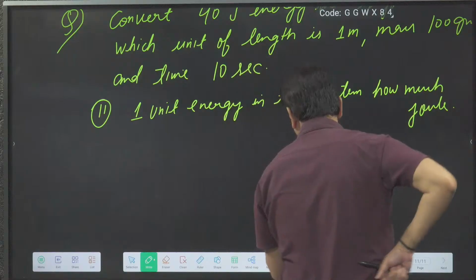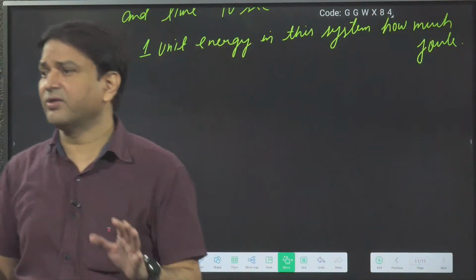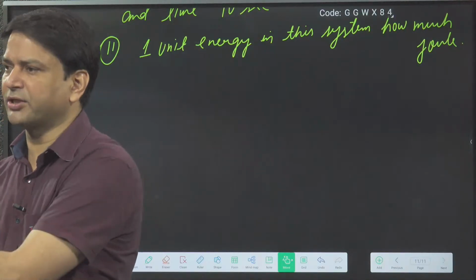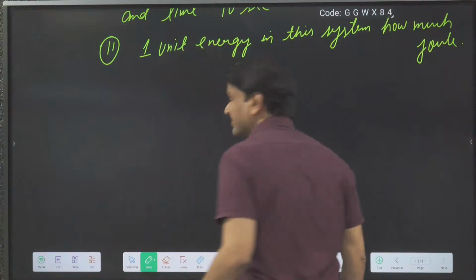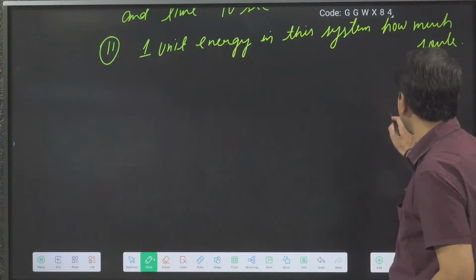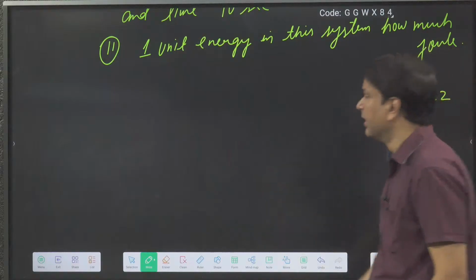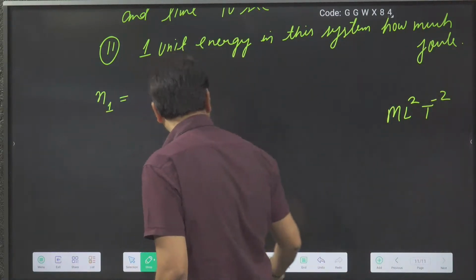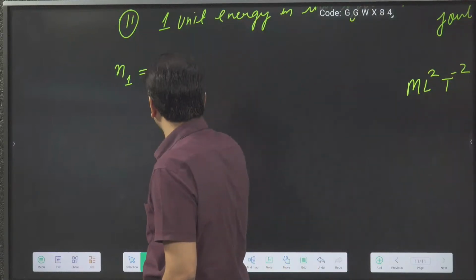Then what will you do? First you decide that system 1 is SI and system 2 is the new system. Joule is the unit of energy, so what is the dimension of energy? ML^2T^-2. Now first I write N1, how much joule is given? 40. So N1 is equal to 40.